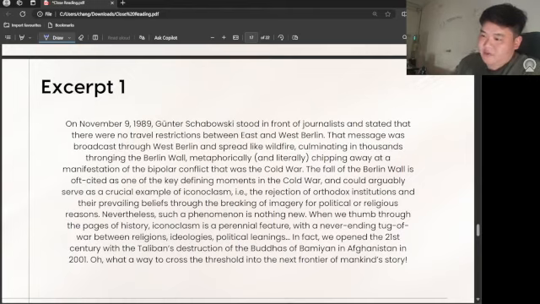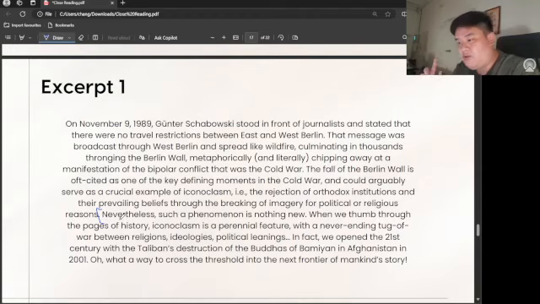So let's say we have this, paragraph 1 of the actual insert. You have seen the first half of it. So the second half, beginning from here: Nevertheless, such a phenomenon is nothing new. When we thumb through the pages of history, iconoclasm is a perennial feature with a never-ending tug of war between religions, ideologies, political leanings... In fact, we opened the 21st century with the Taliban's destruction of the Buddhas of Bamiyan in Afghanistan in 2001. Oh, what a way to cross the threshold into the next frontier of mankind's story.